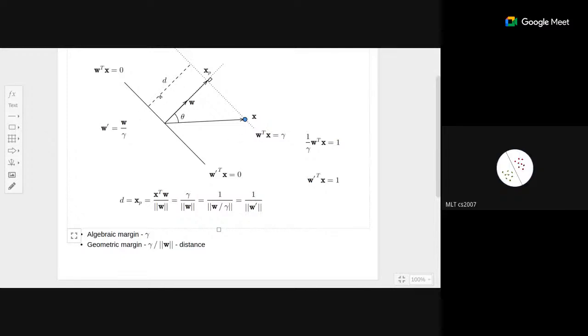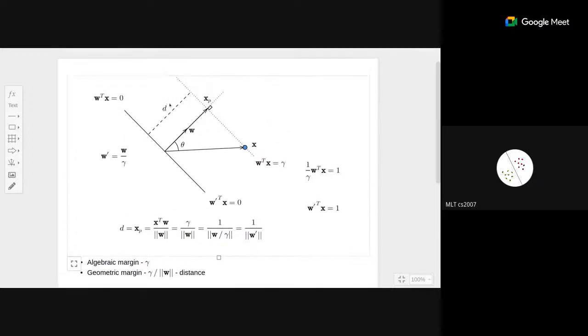It's a scaled version of d, right? If you multiply this d by norm w, you will get gamma. So d is gamma by norm w. If you want to understand gamma geometrically, think of it as a change of units. I can either call the distance 1 kilometer, or 1,000 meters. At the end of the day, distance is distance. I'm only using different units to call them. So whatever you understand as distance is correct. You can think about gamma as the distance. It's not wrong.